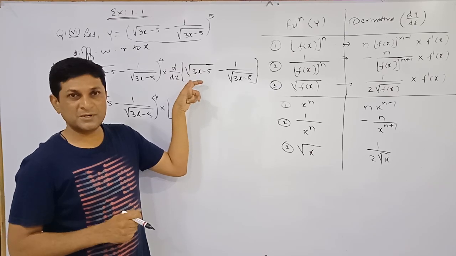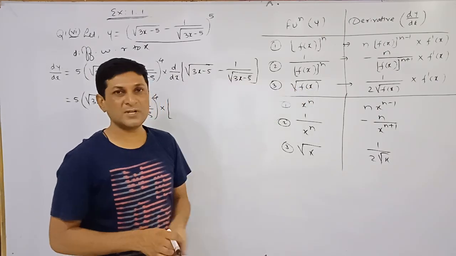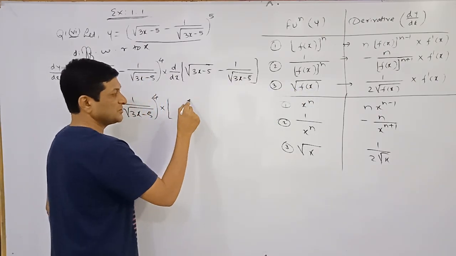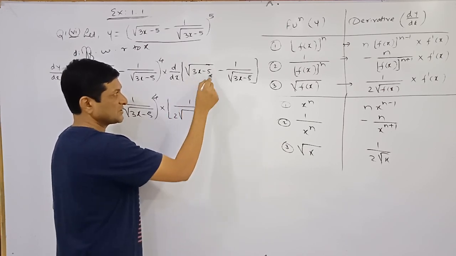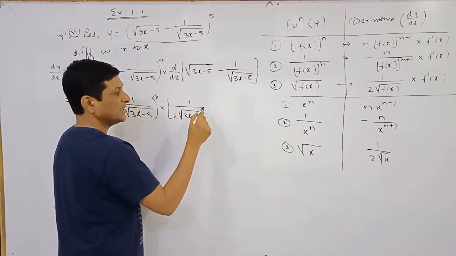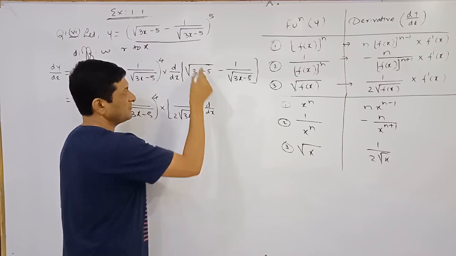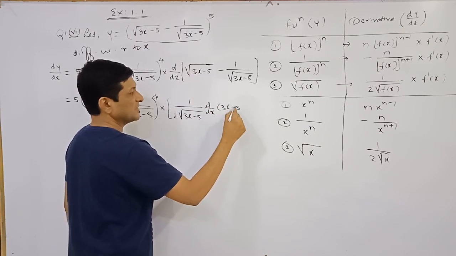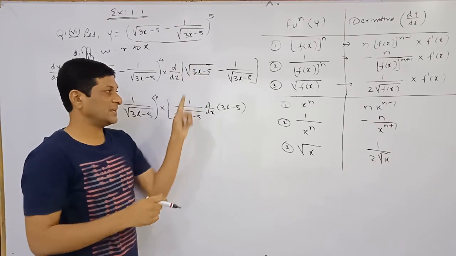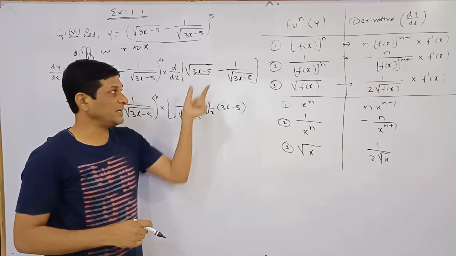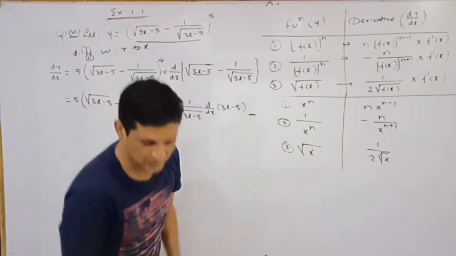To find out its derivative, again we are applying standard formula, and this term is in the form of third formula under root f of x. According to this formula, its differentiation is 1 upon 2 root f of x. What is f of x here? This 3x minus 5, into its derivative, into derivative of f of x. Hope you are getting it. It is in the form of under root f of x. So its derivative is 1 upon 2 root f of x into derivative of f of x. Now minus keep it as it is, and let us try to find out differentiation of this second term.